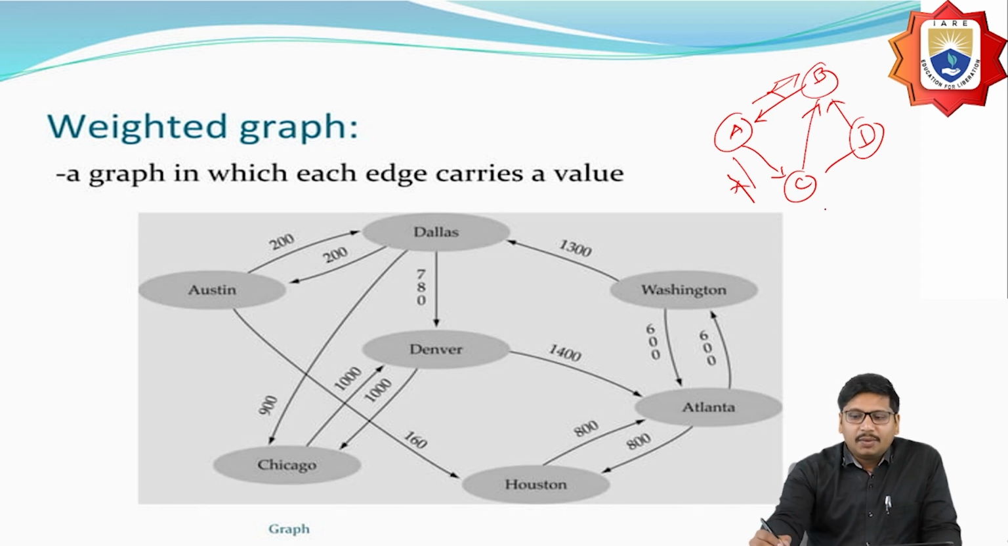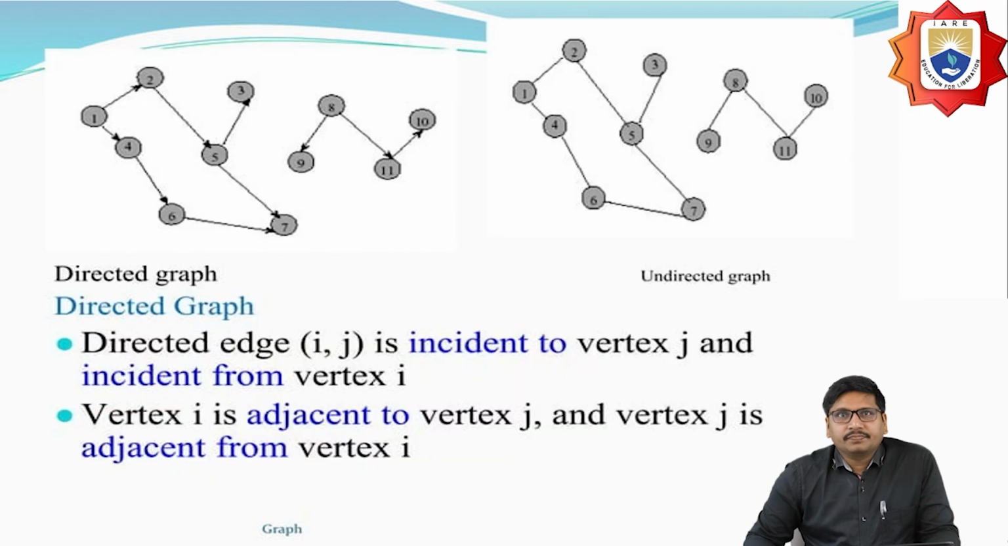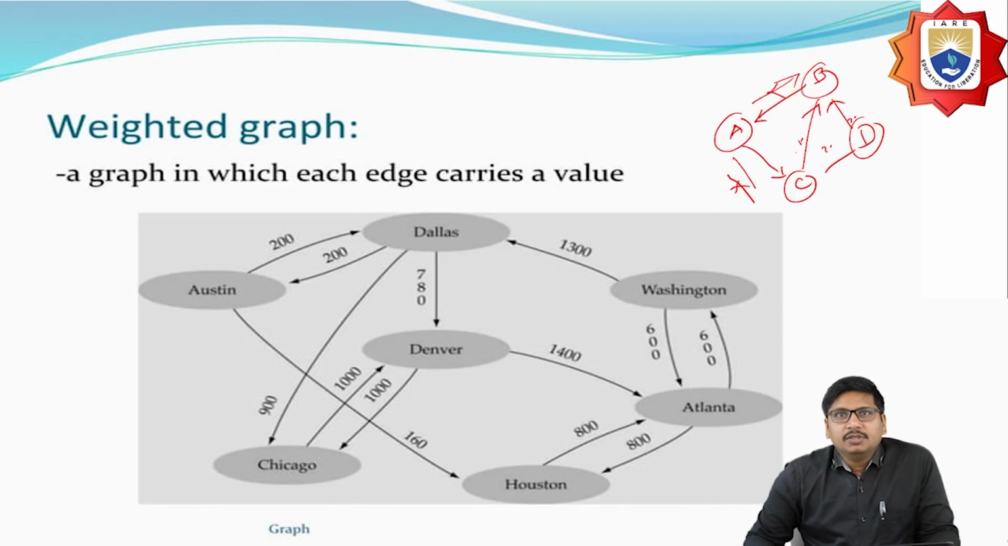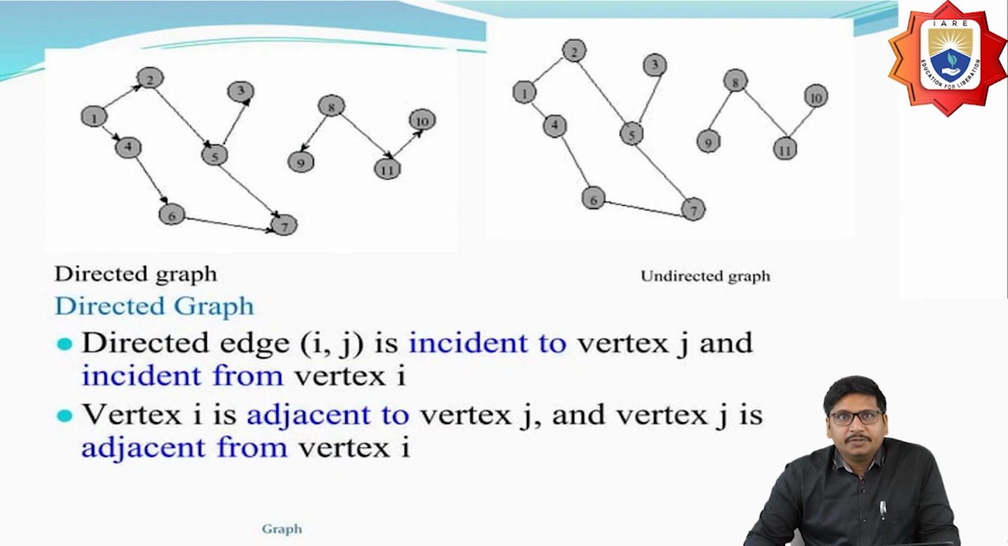Along with this, I'm going to represent the weights in the graph. If I have some weights along the edges, then it is treated as a weighted graph. There are weighted directed graphs as well as weighted undirected graphs. A graph in which the edge carries a value is treated as a weighted graph.